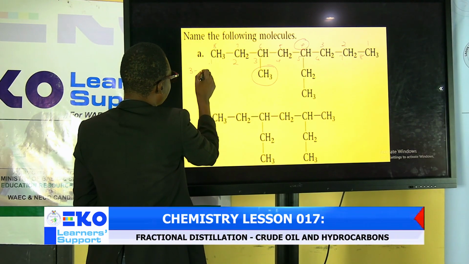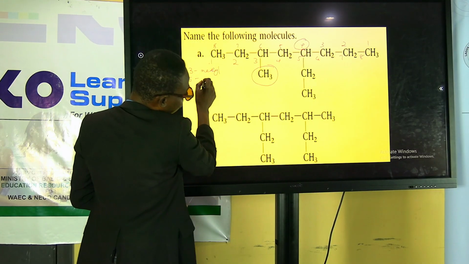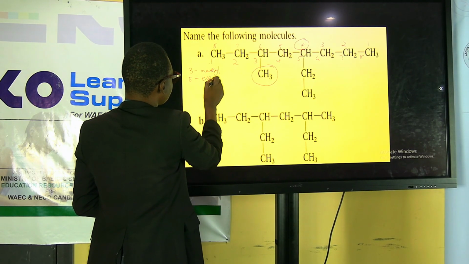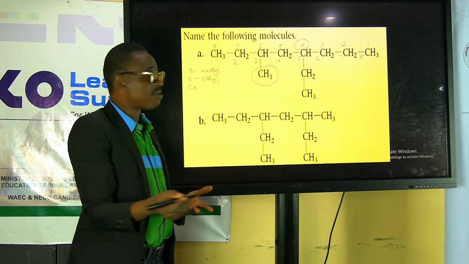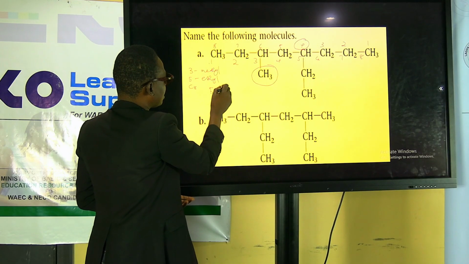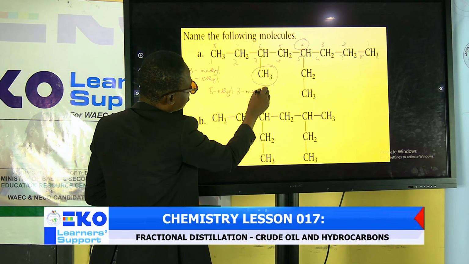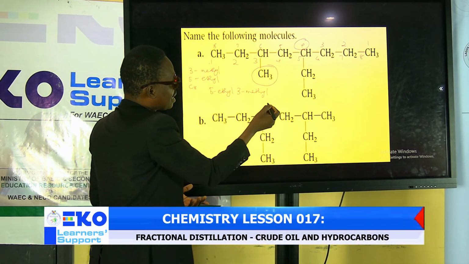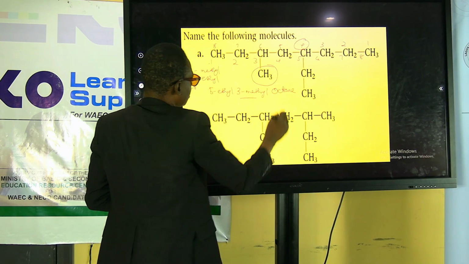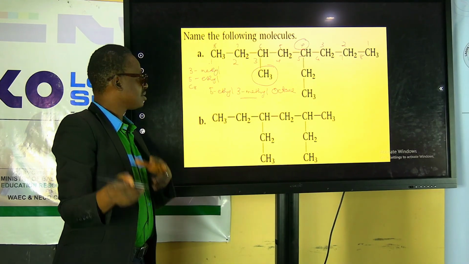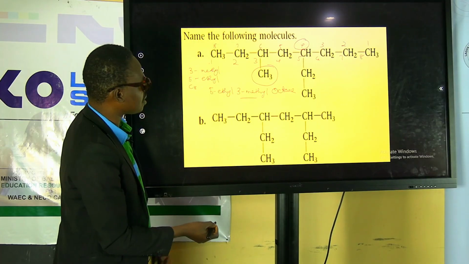At carbon 3, I have methyl, good of me. Then at carbon 5, what do I have? I have ethyl. Then how many carbon atoms? 8 carbon atoms. So you have to start naming them alphabetically. So I have 5-ethyl, then I have 3-methyl. Then which name? Alkane. 8 becomes octane. Good. So the name becomes 5-ethyl-3-methyl, what? Octane.